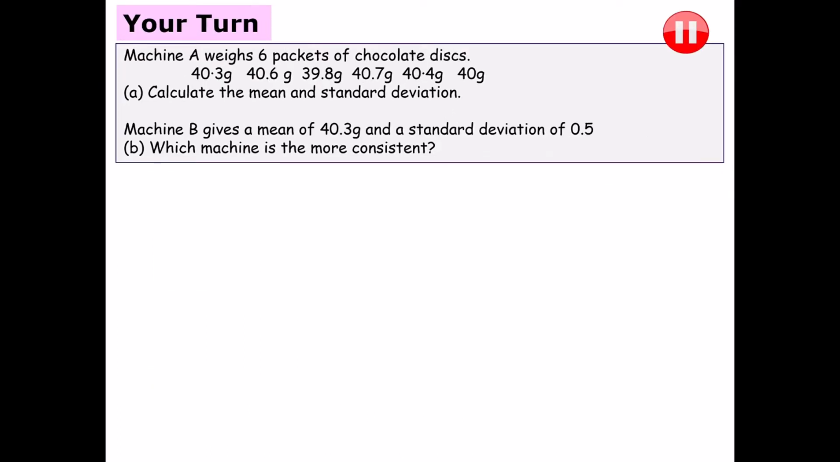Okay, so another question for you to try. Machine A weighs 6 packets of chocolate discs, and you can see all the weights there. First off, you have to calculate the mean and standard deviation. For part B, machine B gives a mean of 40.3 grams and a standard deviation of 0.5. The question that you need to answer once you've calculated part A is which machine is more consistent. So if you pause here and give this one a go.